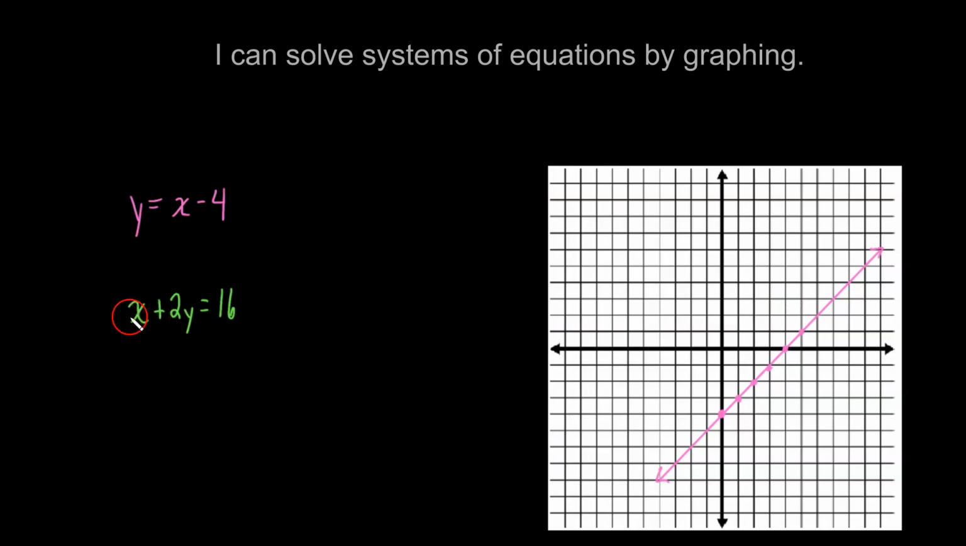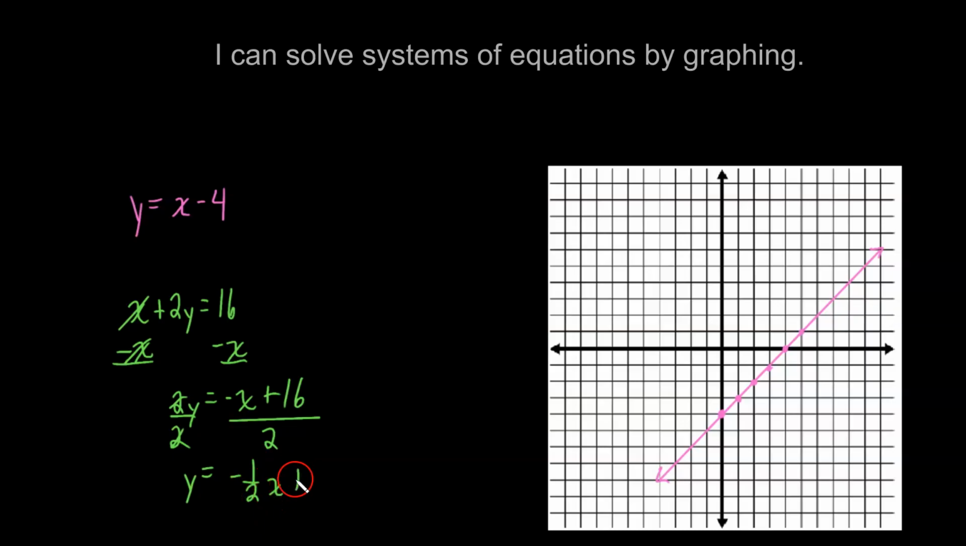We don't need to, but let's write this one in slope-intercept form, something we might be a little bit more comfortable with rather than graphing it in standard form. So we get 2y equals negative x plus 16. Now we just divide by 2, dividing this whole right side by 2 as well. We'd end up with y equals negative 1 over 2 x plus 8. And now let's graph this.